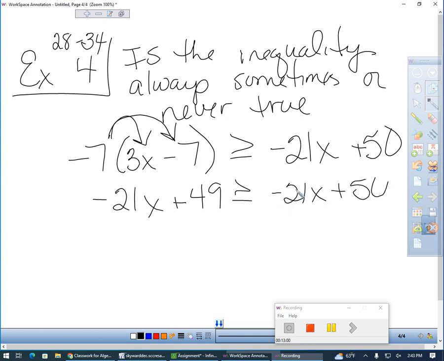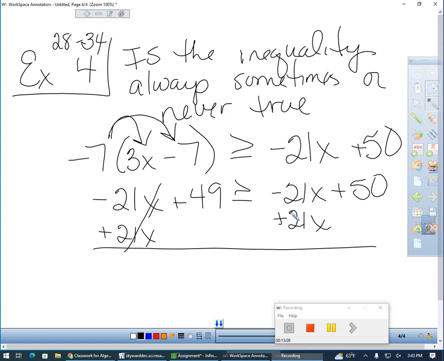We're going to move my 21x to the other side. What happens to my x's when I do that? They cancel, don't they? I have 49 is greater than or equal to 50. Is that true? Nope. So this is never. Or you can say no solution. Either one.